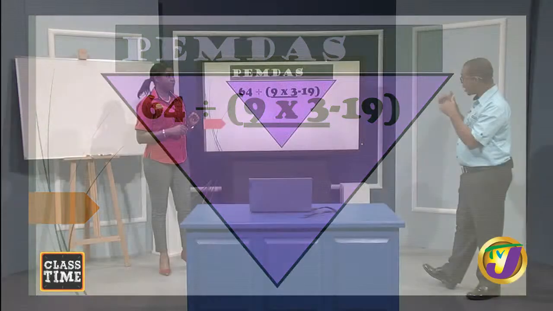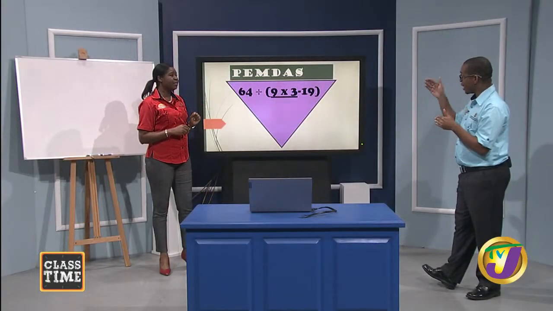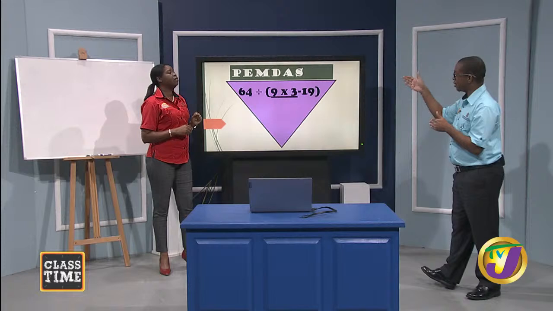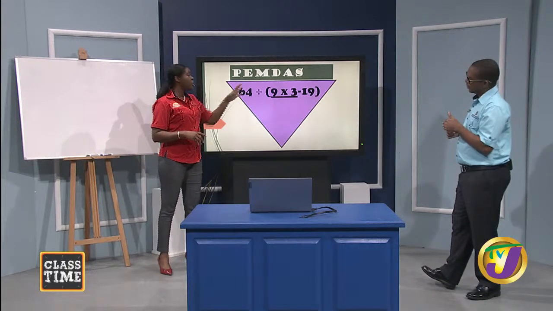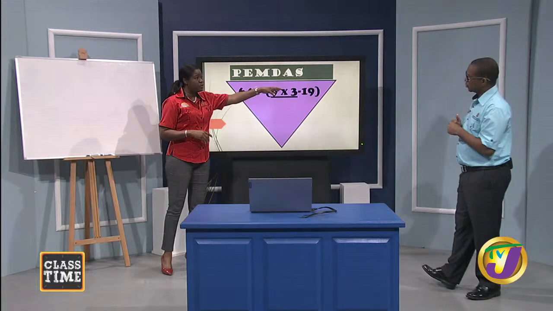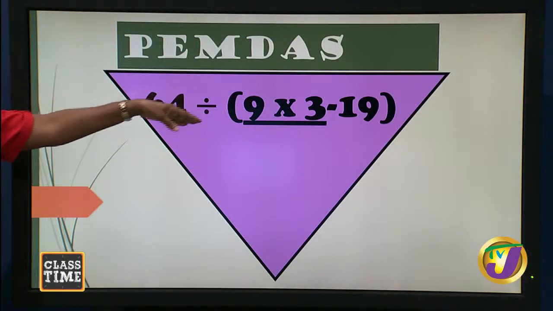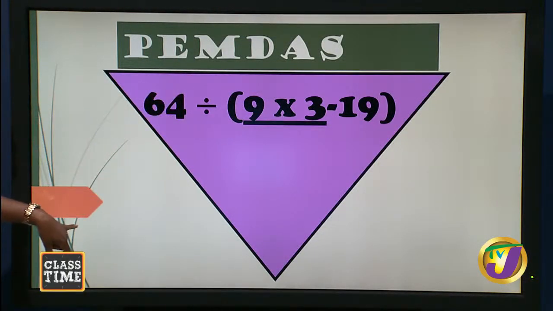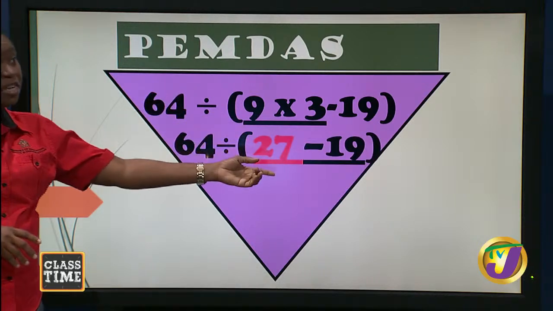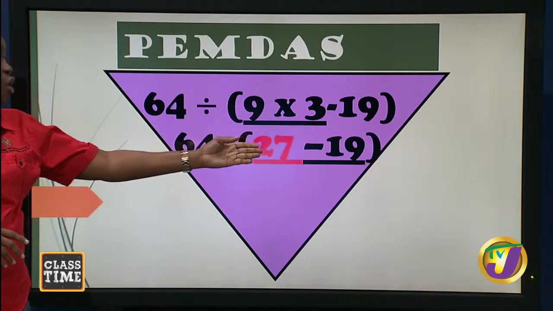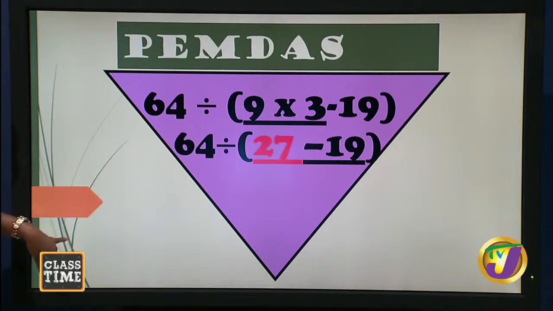We still go back to PEMDAS, and we have to work the multiplication first because it has a higher priority than the subtraction. Very good. So even in the bracket, we still have to apply order of operations. All right, so multiplying those 9 and 3 would give us 27. Parentheses still not yet simplified. So we now do the subtraction inside the parentheses, and that would give us 8.